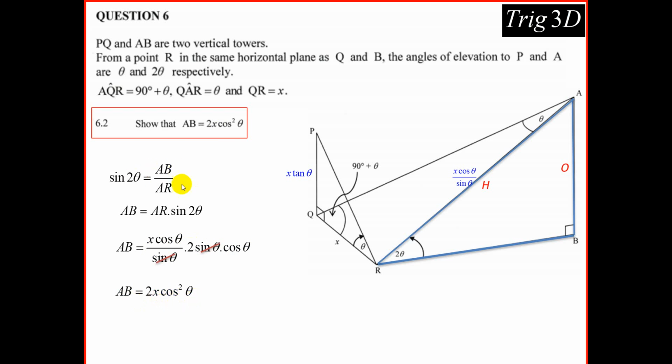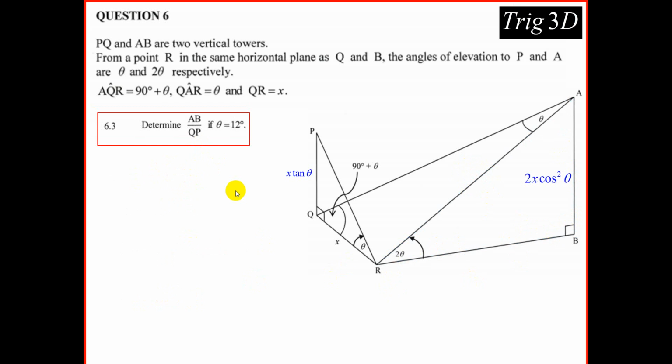We could have also used the sine rule here. In finding AB, we could have said AB over the sine 2 theta is equal to x cos theta over sine theta over sine 90. So we have options. Moving to 6.3, the question is to show or determine AB over QP.